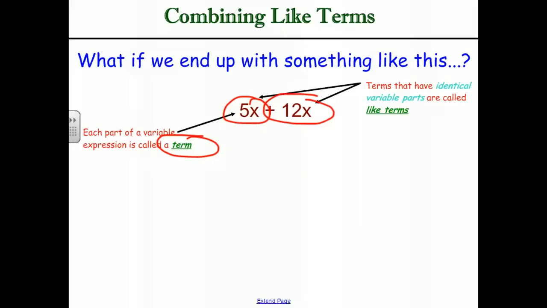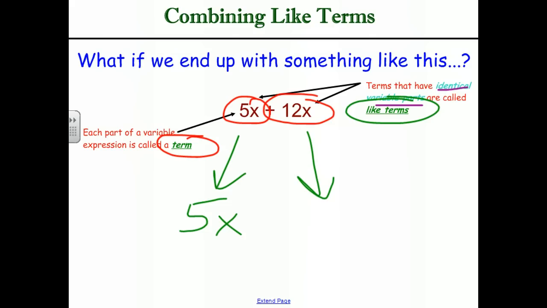And terms that have identical variable parts, doesn't have to have identical numbers, but identical variable parts like 5x and 12x both have 1x and only 1x and no other variables. They are called like terms. So 5x and 12x are like terms. Now the question arises, what can we do with this? We have a 5x and a 12x. They have identical variables, and we know that we can do this thing called combining like terms.